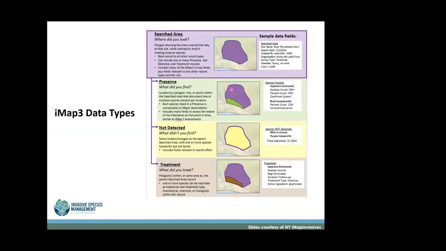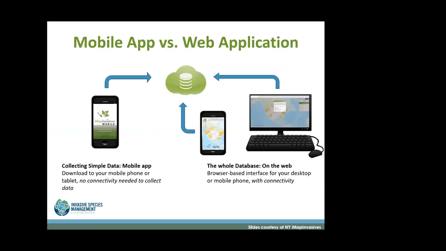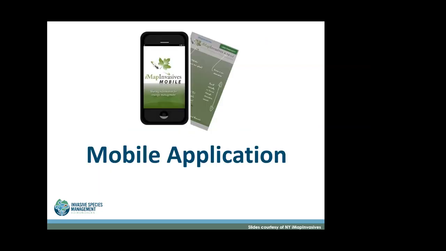It includes tools to interact both on mobile in the field and on desktop in your office or in your home. The mobile app, which we'll learn about today, is for collecting simple data. So basically, did you find the species or did you not find it? You can also access the whole database on mobile if you have connectivity or using your desktop or laptop computer. Today, we'll focus on the mobile application, just given how much more simple it is to use and a little bit easier to interact with in this virtual training format.